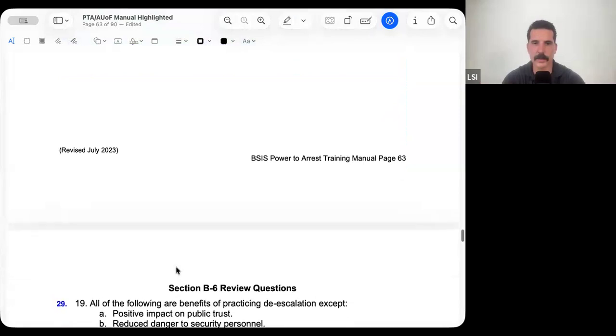All right. I'm going to stop sharing again for a second. I'm going to skip ahead here, and we're going to go to page 65, which I will share with you now.